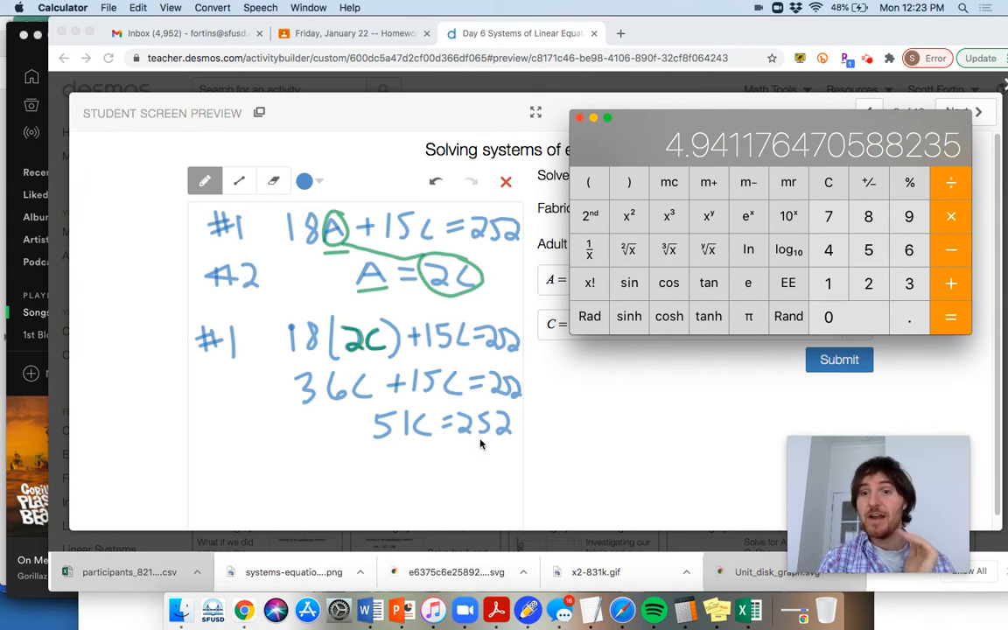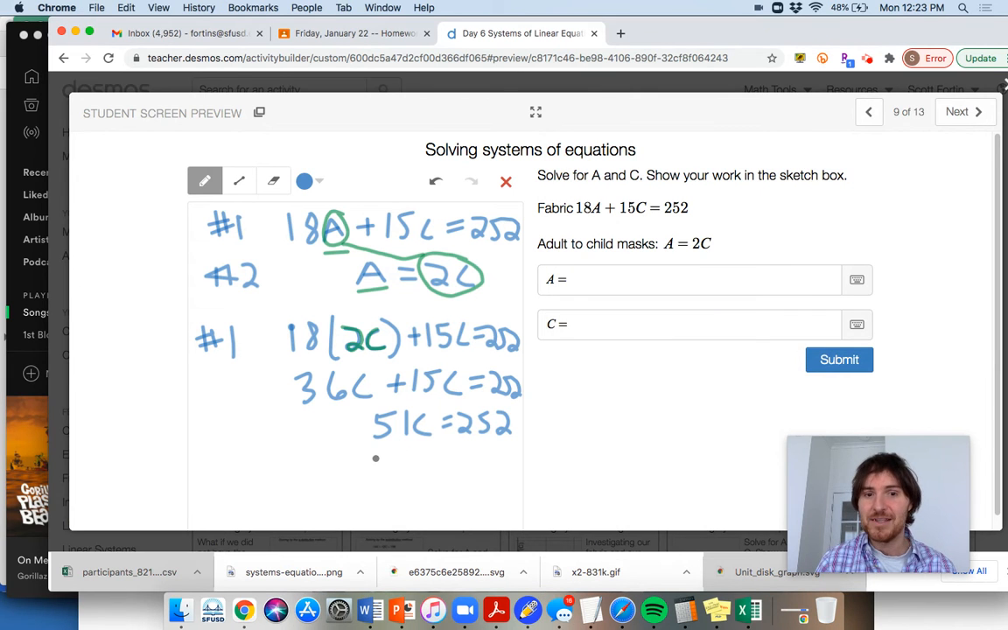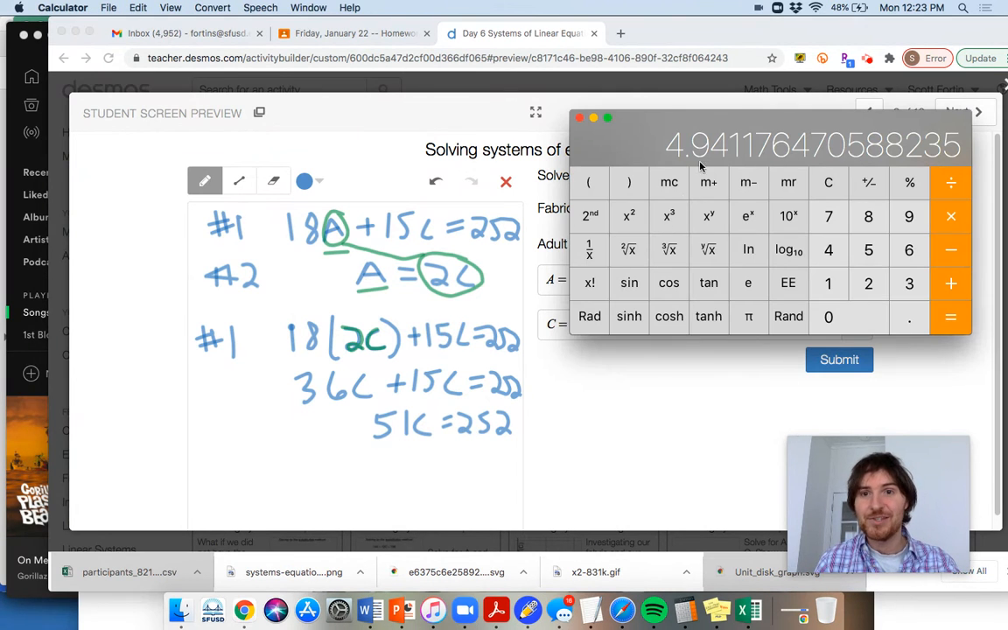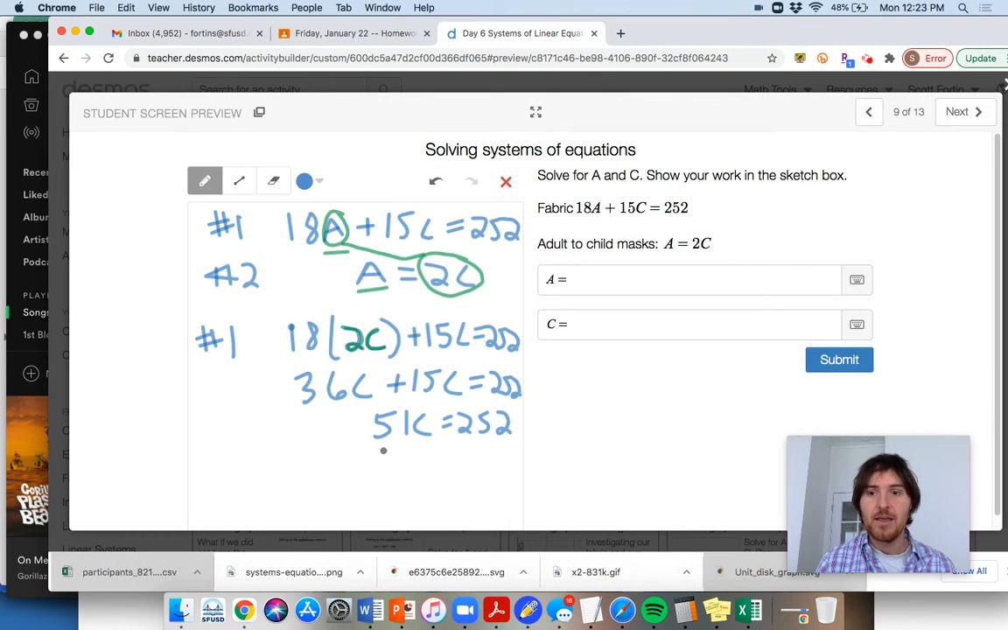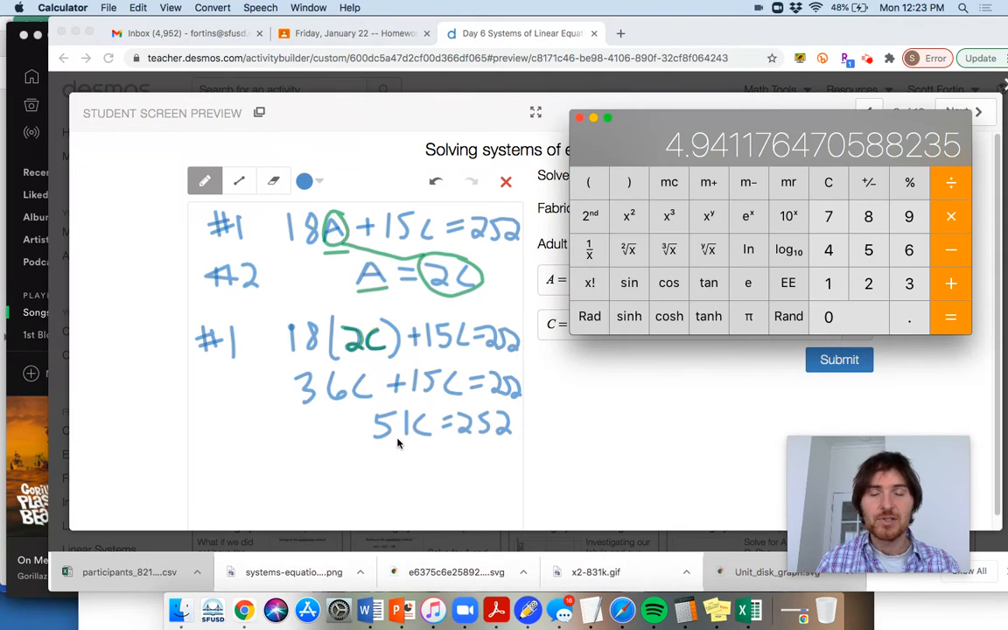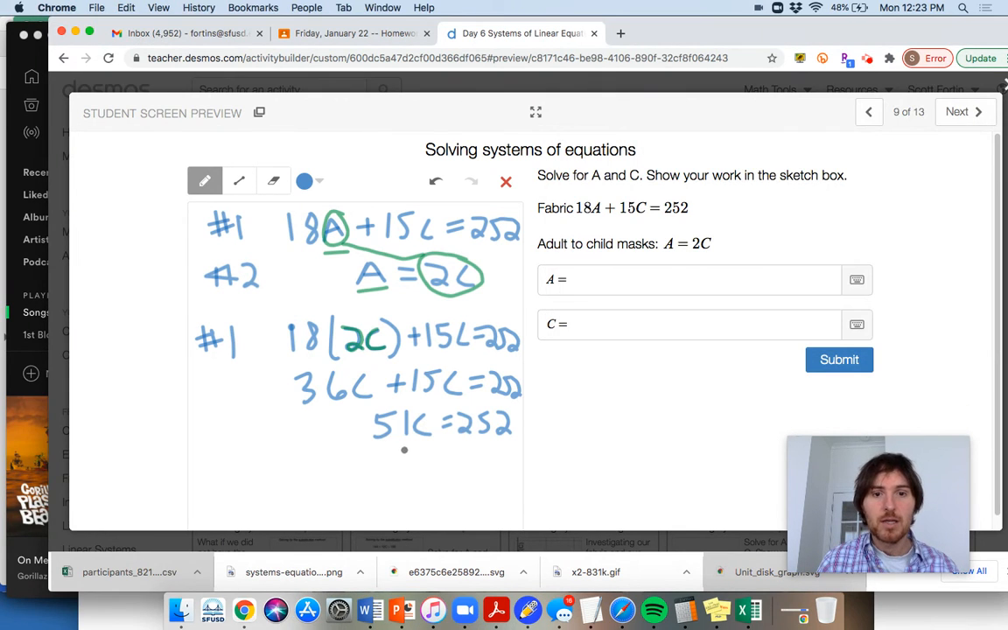So 252 divided by 51, and we get a very close answer to what we had before. We may have to round this. It's 4.94. Look at that. So 5 isn't going to be in the solution set. We got 4.94 equals C. Oh, it looks like X. Should do C.